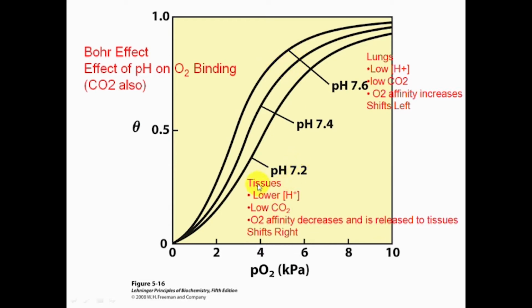If we're in the tissues, we want to dump our oxygen, so we want our affinity to decrease. This should say higher. We're going to have higher hydrogen concentration and higher CO2 concentration. If we have high hydrogen, it makes our pH decrease.